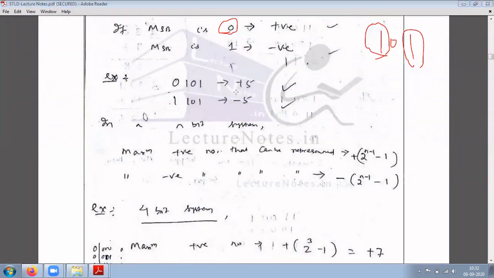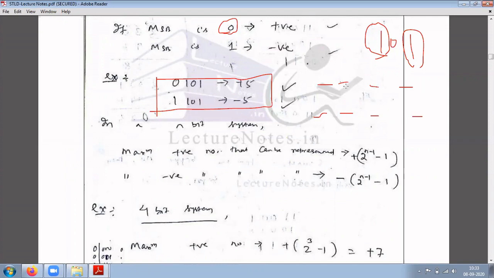Now, if the first bit is 0, it is a positive number. If the first bit is 1, it is a negative number. Suppose I want to represent the number plus 5 in 4 bits. There are 4 bits, right? The first bit is reserved for sign. If it is 0, then it is plus 5. If it is 1, it is minus 5. Then you have to write 101. This becomes plus 5. This becomes minus 5.